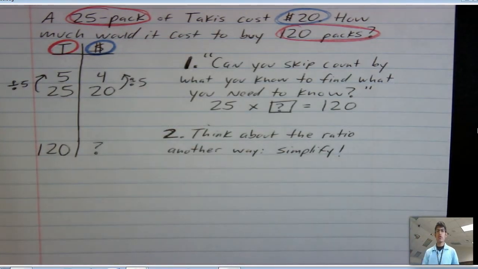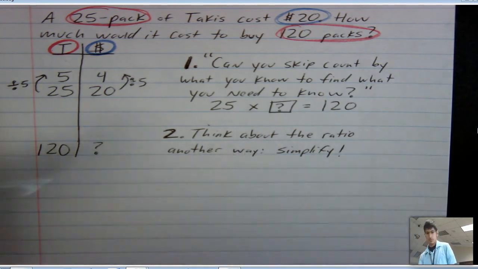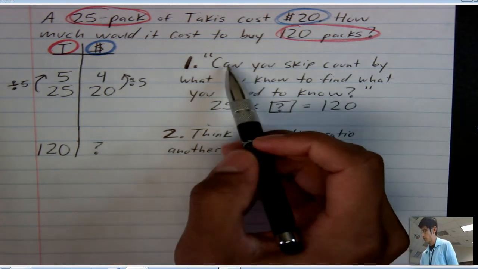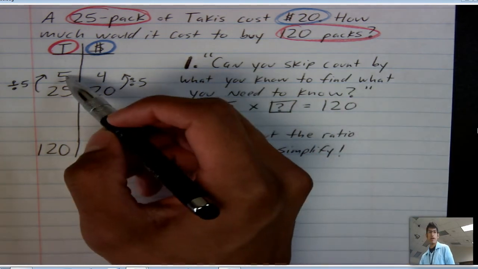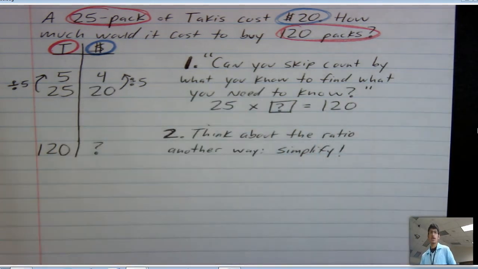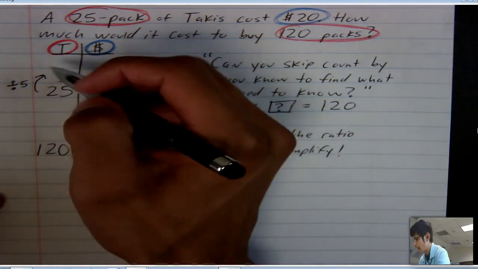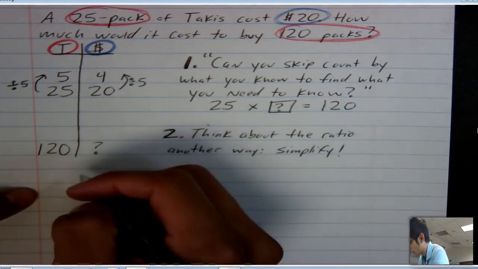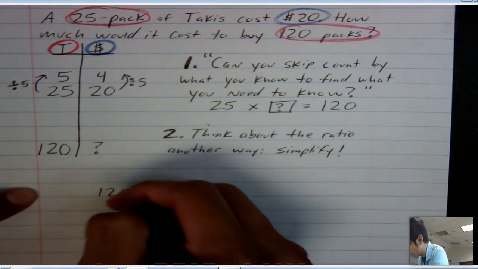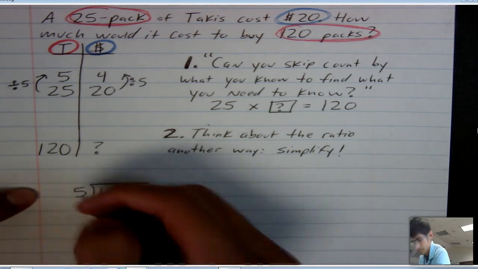Now we need to ask ourselves a question again, my original question: can you skip count by what you know to find what you need to know? Can I skip count by 5s to reach 120? Sometimes you're not going to be sure, and if you're not sure, you're going to have to divide. I'm pretty sure it will, because 5 ends in a 0, so it should work out. But I needed to figure out 5 times what equals 120, so I'm going to divide 120 divided by 5.